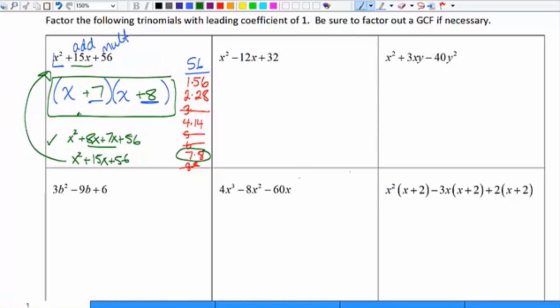Can this first one factor anymore? Nope, that's done. Can the second one factor anymore? Nope, that's done. So I have now completely factored this trinomial.